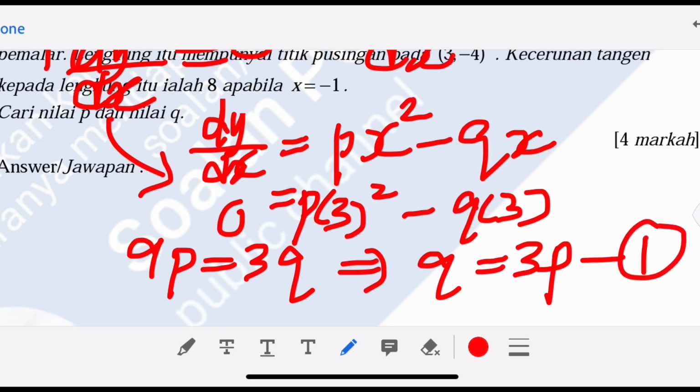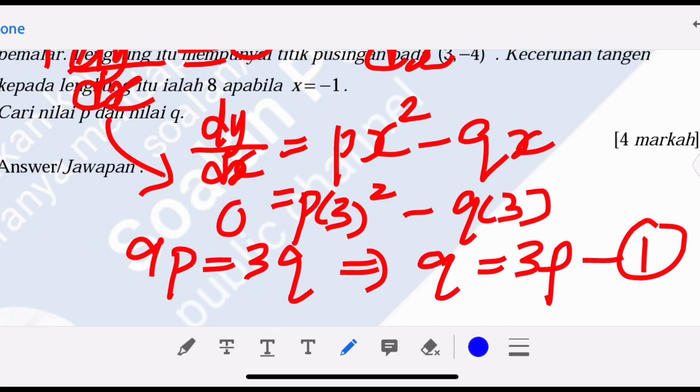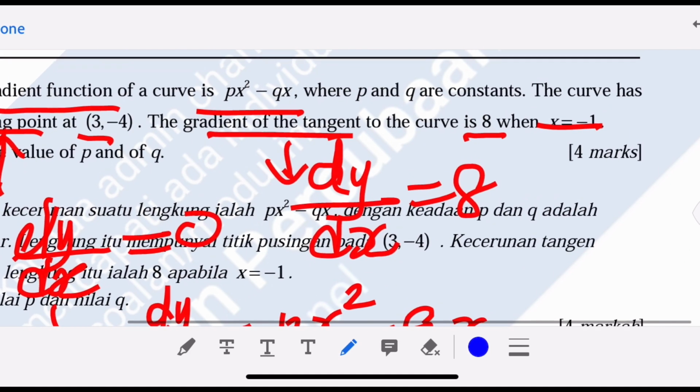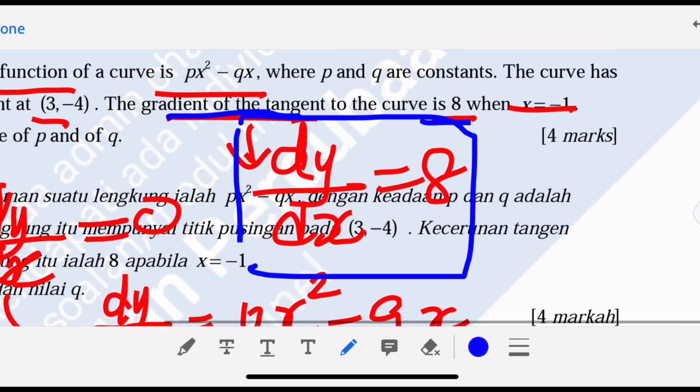Minus 3q. Be careful, the q looks like 9. Sometimes in exam you panic, your q looks like 9. Alright, so you have one equation already. Then formula dy dx. Okay, I highlight in blue color. Gradient of tangent, it means dy dx. And the dy dx is given 8. Alright, 8.